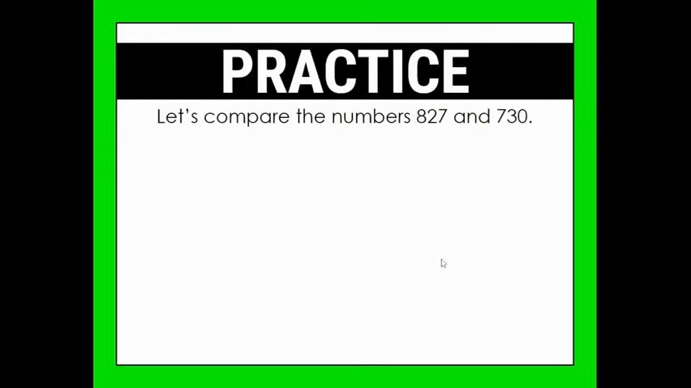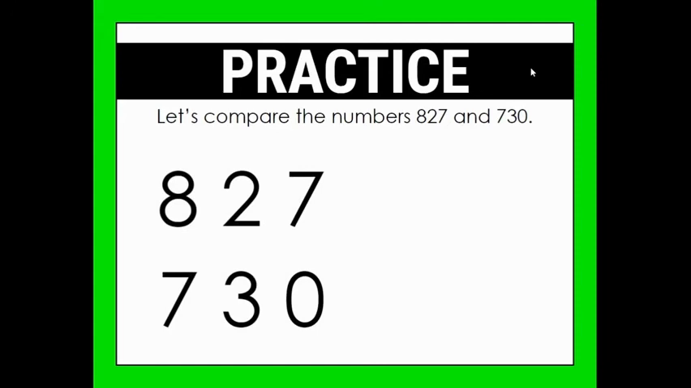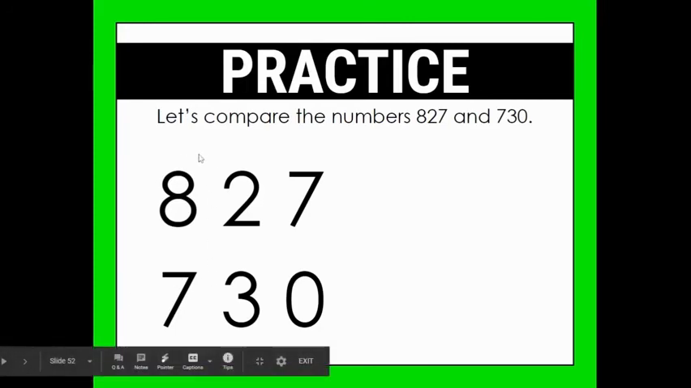All right, let's compare 827 and 730. So now this time, instead of building it on the HTO chart, I'm just going to use the numbers. And when I use the numbers, I line them up one right on top of the other. Notice how my hundreds are in line, my tens are in line, and my ones are in line. Because then I know I need to look at the biggest place value, my hundreds.